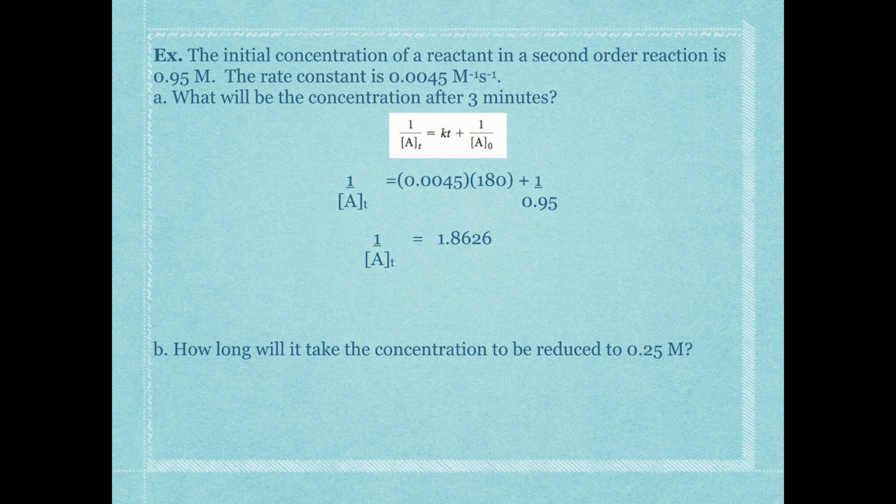So I'm going to cross multiply. I would get AT times 1.8626 equals 1. Divide both sides by 1.8626, and you get your concentration, your AT, equals 0.54 molar. All right. For the next one, how long will it take for it to be reduced to 0.25? So again, I'm going to use the same equation, but now I'm going to plug in the 0.25 for my AT, and I'm solving for time now. Okay, so not bad, just simple algebra, and you get 650 seconds.